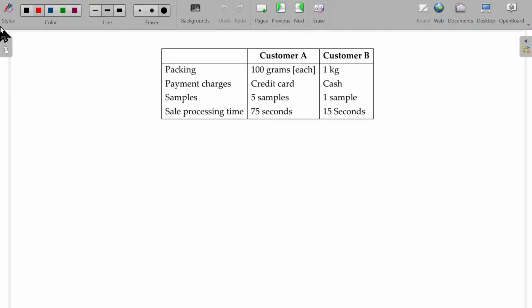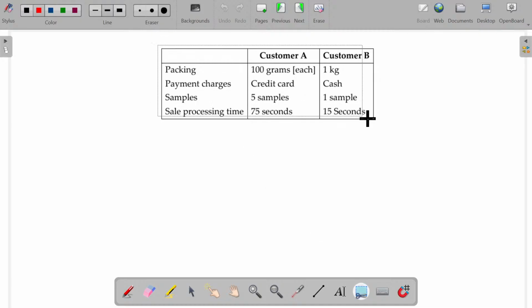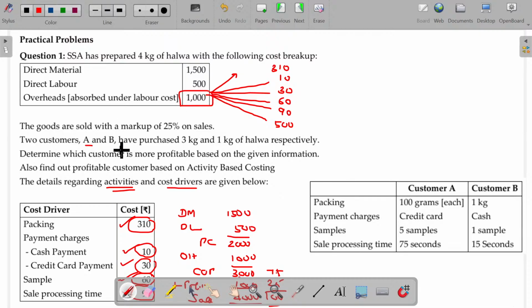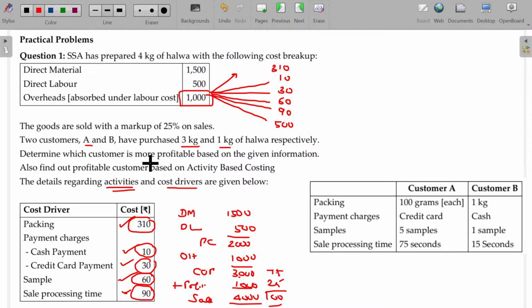Clear? Now, see, two customers came. Customers A and B have purchased 3 kgs and 1 kg of halwa respectively. So for 4 kg, it's 4,000. For A, how much do we recover? He has consumed 3 kg, so we charge 3,000 rupees from him. And from B, we charge 1,000 rupees for 1 kg. It's the traditional way. Usually that's how it happens in a halwa shop, I mean sweet stall, right? If you purchase 1 kg, you pay 1,000 rupees. Your friend purchased 3 kg, so he has to pay 3,000 rupees.